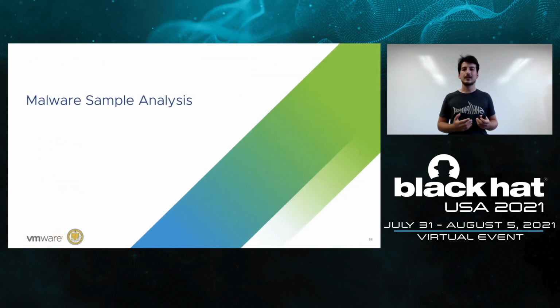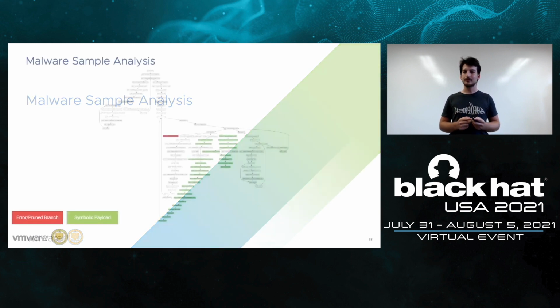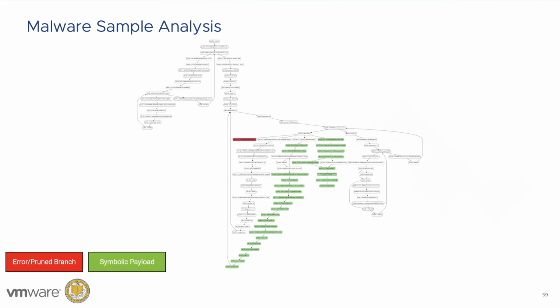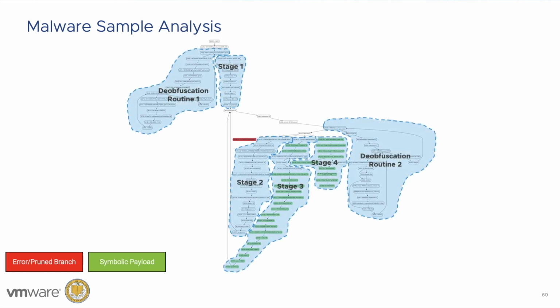Now that we have seen some examples and how the solver backend works, let's have a look at how this works in practice. So let's have a look at the malware sample analysis. This sample was observed and reported during the last 3 months. It is a fairly complex sample composed of multiple stages and 2 obfuscation routines.